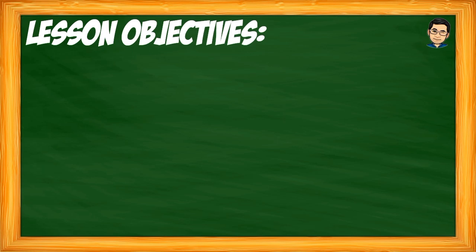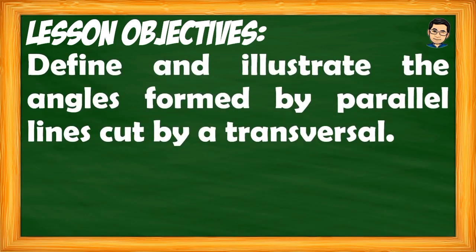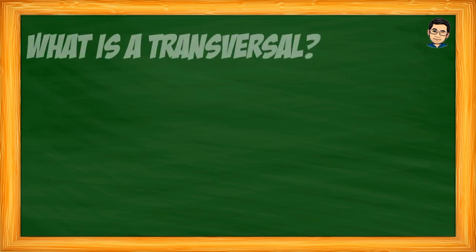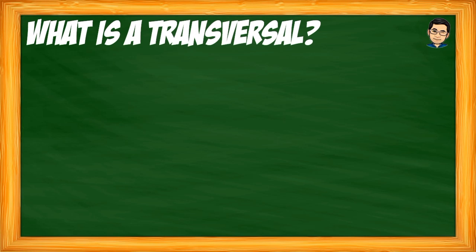So for the lesson objectives, we will define and illustrate the angles formed by parallel lines cut by a transversal. So isa-isahin po natin yung mga angles na nafo-form kapag yung parallel lines ay hinati ng tinatawag nating transversal. Now, so bago natin umpisahan yung ating discussion, of course, dun sa mga angles na yon, so we will first define what is a transversal.